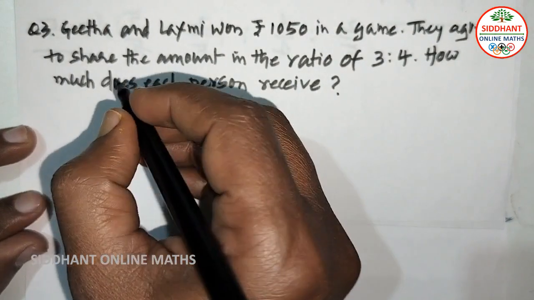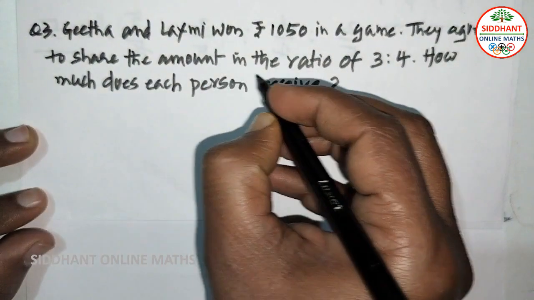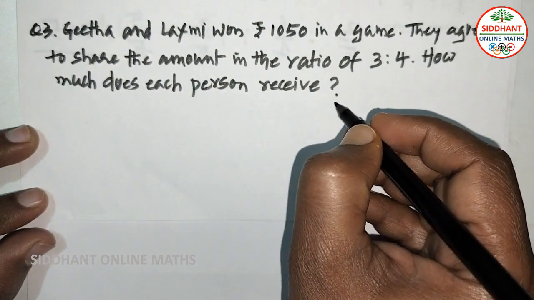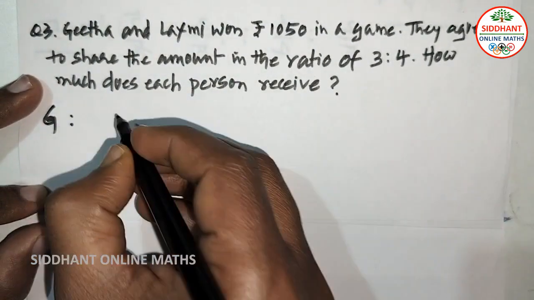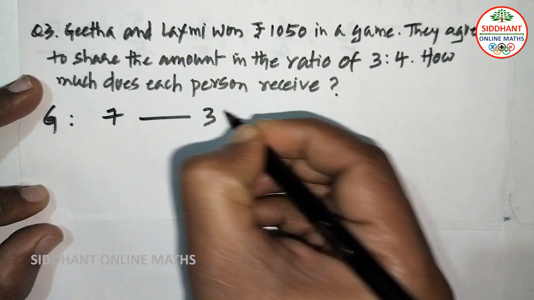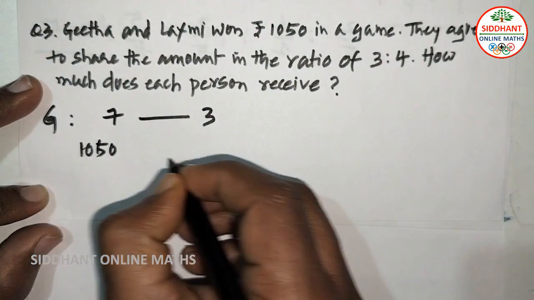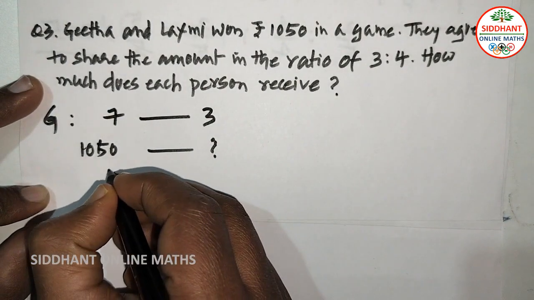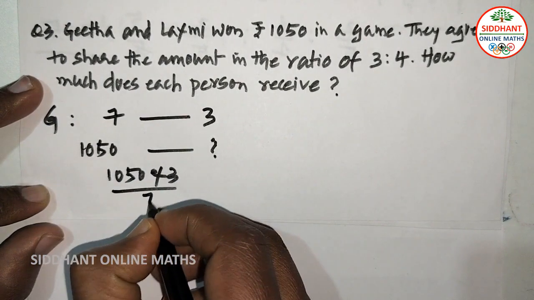Question number 3. Geetha and Laxmi won rupees 1050 in a game. They agreed to share the amount in the ratio 3:4. How much does each person receive? So Geetha, the total number of ratio is 7, of which Geetha's part is 3 parts. Now out of 1050, how much amount will be received by Geetha? That will be 1050 into 3 by 7.